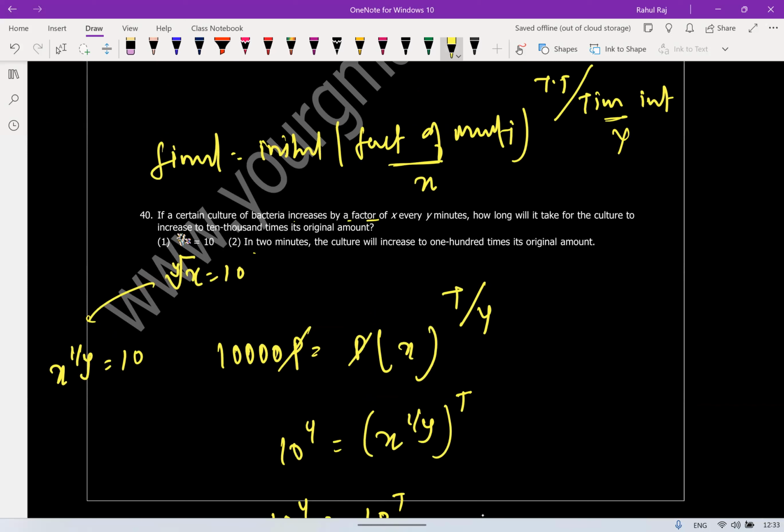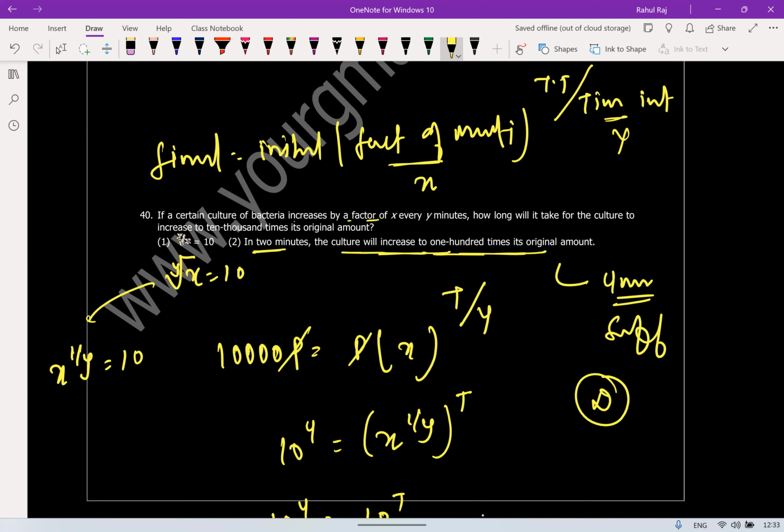Now, statement number 2 says in 2 minutes, the culture will increase to 100 times its original amount. If in 2 minutes it increases to 100 times, it means in 4 minutes it will increase to 100 into 100, that is 10,000 times. So this straight away saves you 4 minutes. Sufficient. So D is done.